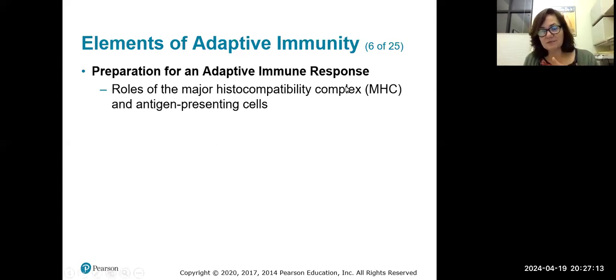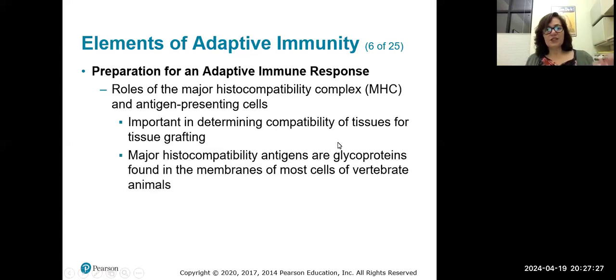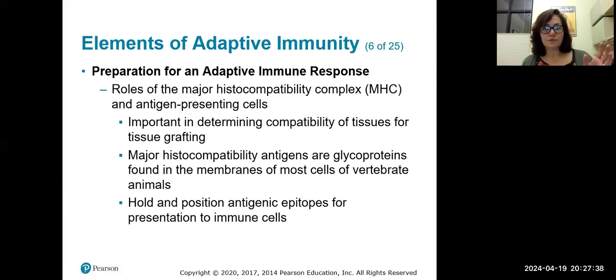And we'll talk about these presentation platforms, the major histocompatibility complex, and what they have to do with the antigen presenting cells. Well, I've already mentioned determining compatibility of tissues for tissue grafting. Originally, they were described in humans. Then they were discovered in all kinds of vertebrate animals. Essentially, they are the platform on which the cell will hold and position material for the presentation to the immune cells.